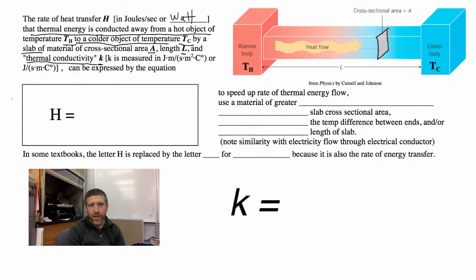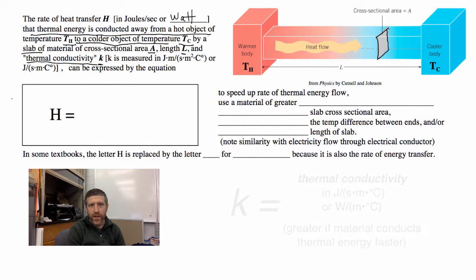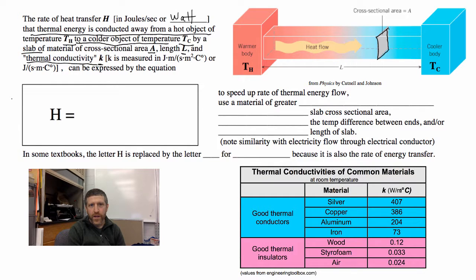The thermal conductivity constant, or K, is greater if the material can carry away thermal energy faster. Thermal conductivity K is measured in the units joules per second meter degree Celsius. K depends on the material. K is higher for good conductors of thermal energy like metals, and K is lower for good insulators like styrofoam, air, or wood.